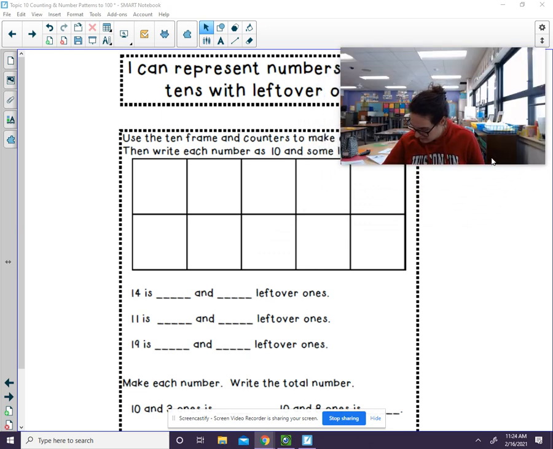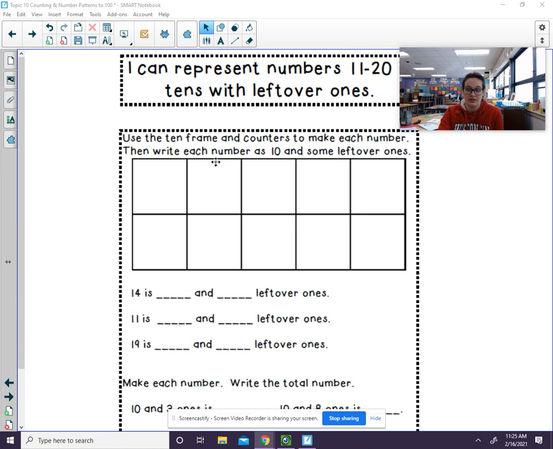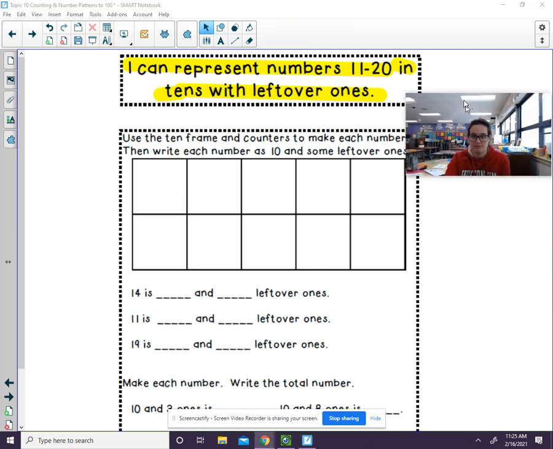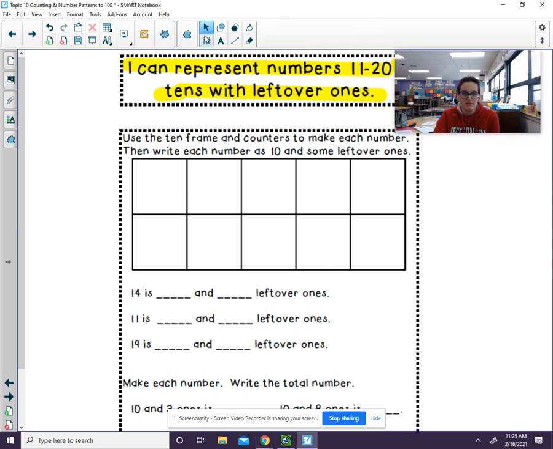Today on your math sheet, you will be using the counters that are in your math bag. Okay, remember you have counters inside that math bag that you can use. And then you will be using this 10 frame that's already on your paper. Our learning target is I can represent numbers 11 to 20 in tens with leftover ones. So use the 10 frame and counters to make each number. Then write each number as 10 and leftover ones.